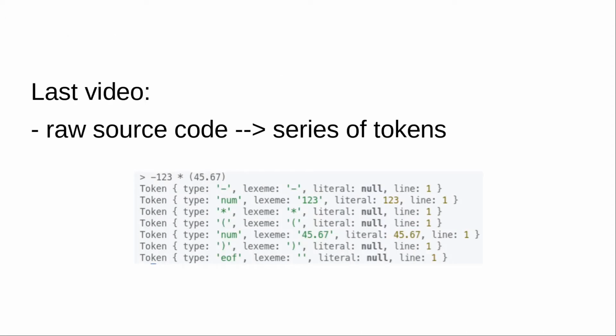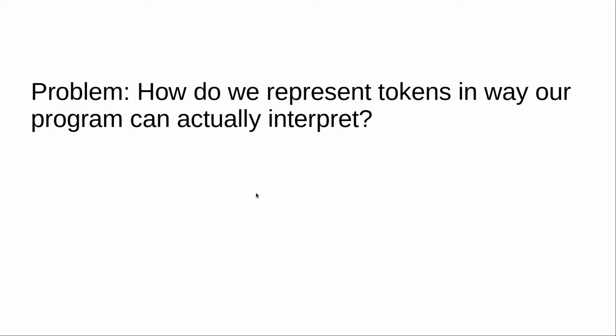In the last video, we looked at turning raw source code into a series of tokens. Now, if you take a look here, we have -123 star parentheses 45.67 parentheses. And these turn into a bunch of tokens, as you can see here, just with their different token types. Now, that's what we did for the last video. So the problem is, how do we represent tokens in a way that our program can actually interpret?